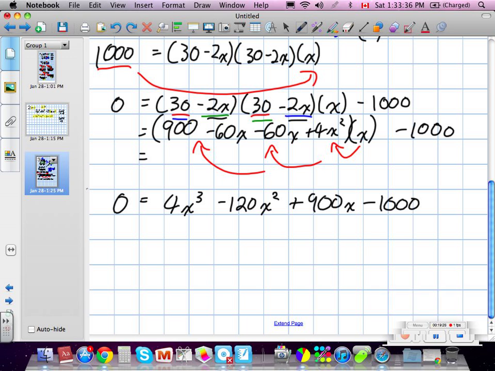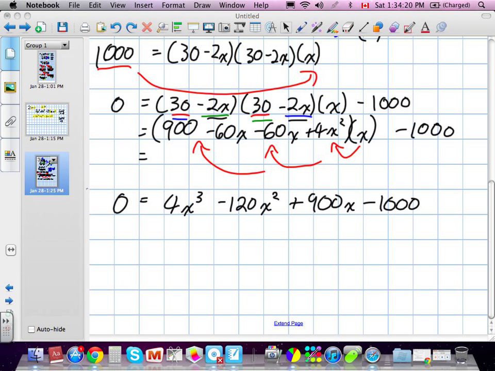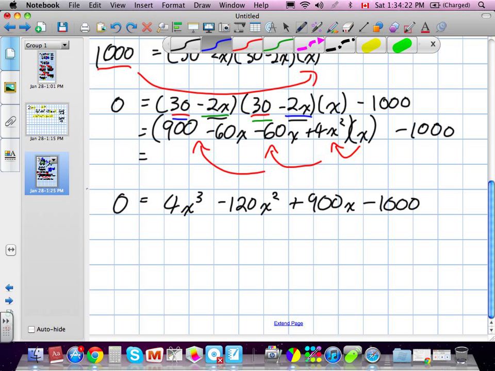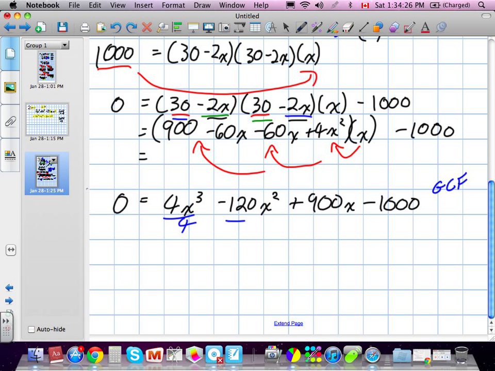Okay, so let's. A lot of factors of 1,000. Let's see if we can find one very quickly. So first thing we should have looked for, just to make everything a little simpler, is the greatest common factor.